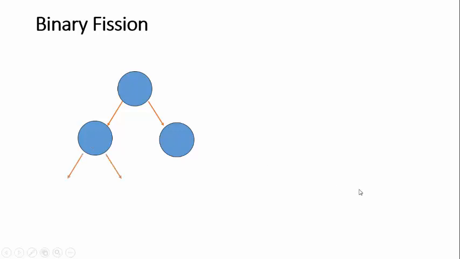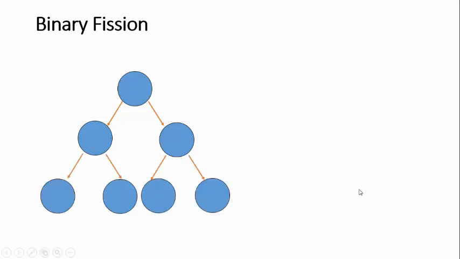We call this binary fission. So one cell divides into two cells, and then each of these two cells divide into two more cells. So you start out with one cell, you end up with two, then in the next generation or series of cell divisions you end up with four.